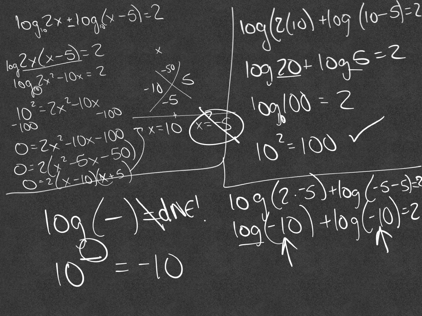Remember, we talked about that before. It turns into fractions, and that's when you raise it to a negative power, but we cannot get a negative 10. So that's proving why x equals negative 5 cannot be the answer.